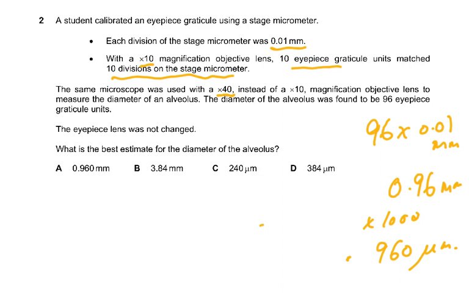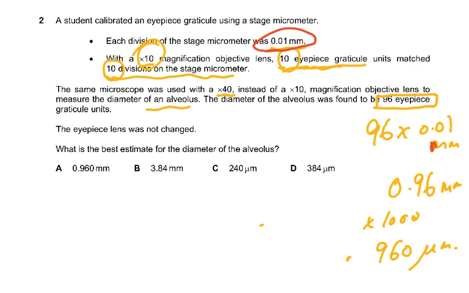So that means it's 4 times more. Remember, from 10 it went to 40, so it's 4 times more. The same microscope will use the x40 instead of x10 objective lens to measure the diameter of an alveolus. The diameter of an alveolus was found to be 96 eyepiece units. In the situation when x10 was the objective lens, 10 is equal to 10. So now 96 into 0.01. I'm using this one. Please remember that. 96 into 0.01.